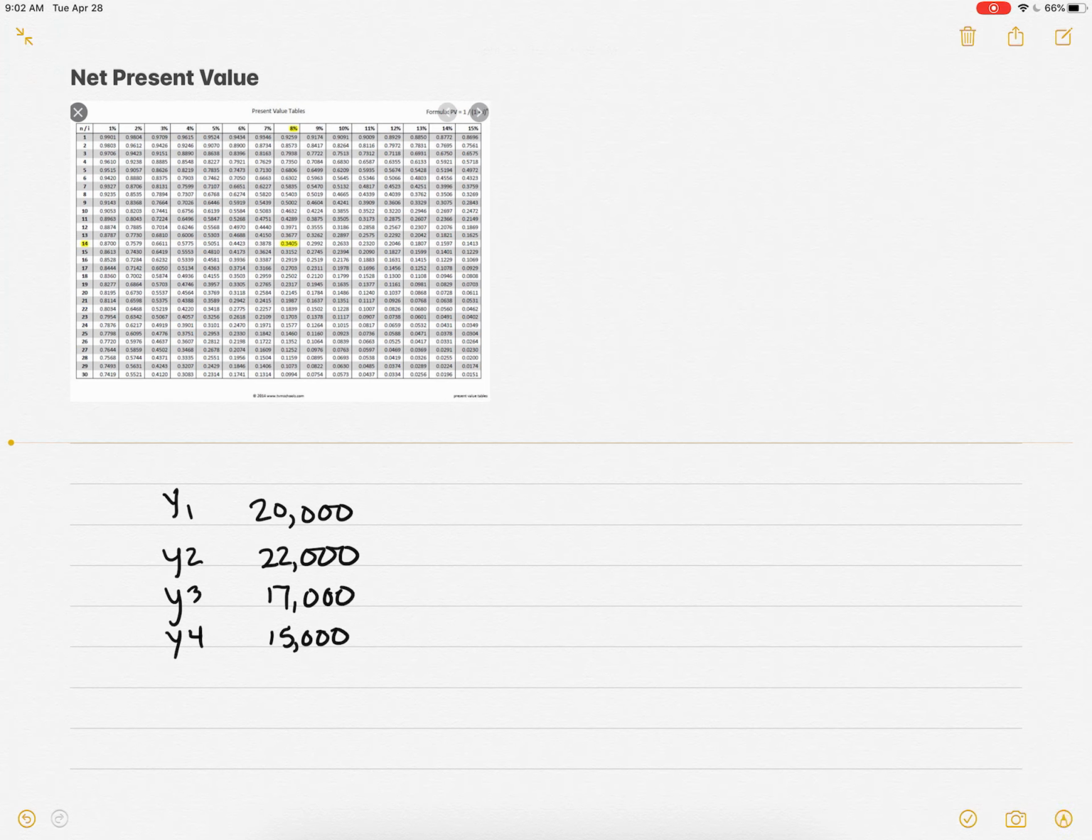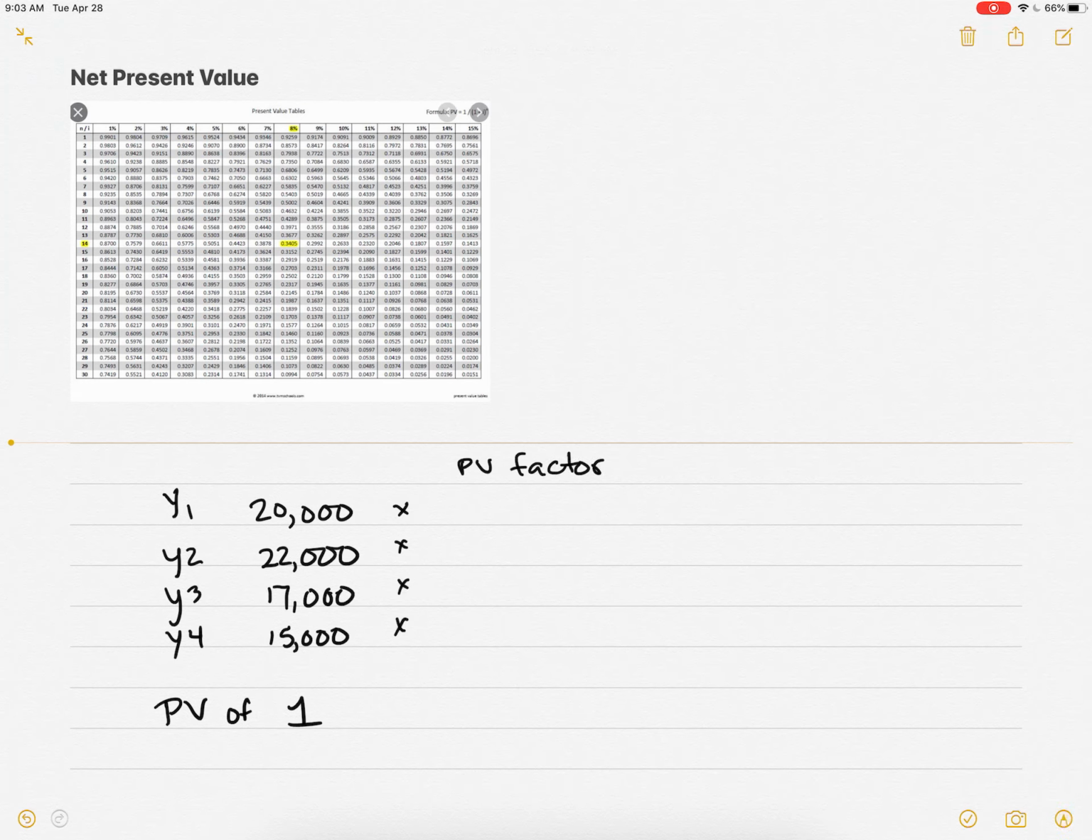And because my cash flows are different each year, I'm going to use the present value of one table. The present value of one table shows you at one point in time I'm going to receive this money only one time, and what year I'm going to receive it, and I'm going to multiply that by my present value factor.